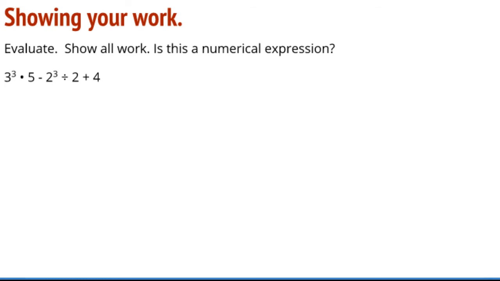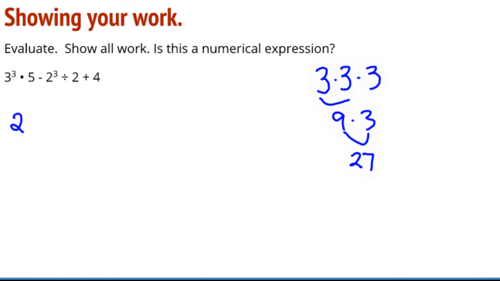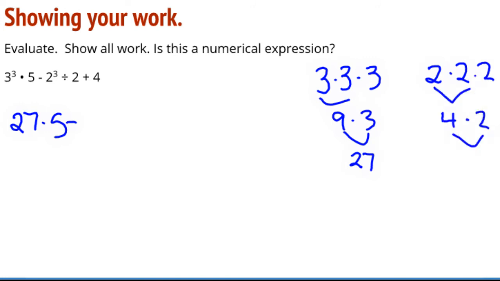So the first thing we've got in this problem is some exponents. Somewhere I would expect that you will actually show writing out the exponent in expanded form and then showing how you simplified. So the 3 cubed becomes 27 times 5 minus, and then I've got 2 cubed. And 2 times 2 is 4, times 2 more is 8. So minus 8 divided by 2 plus 4.